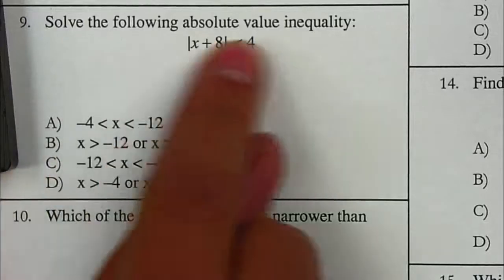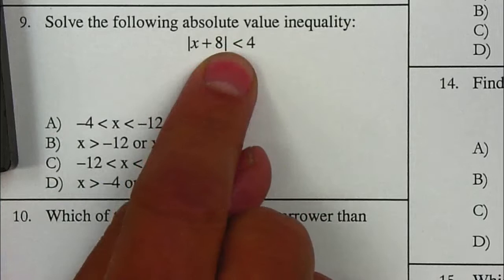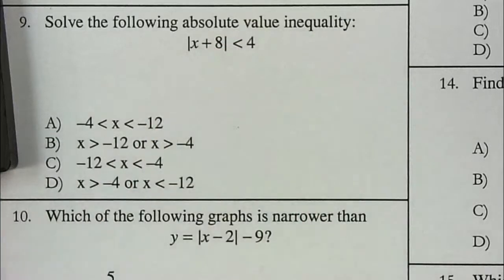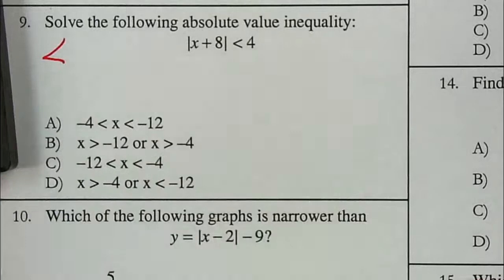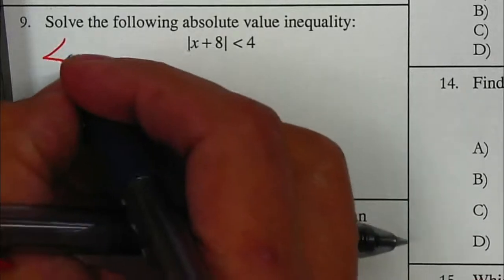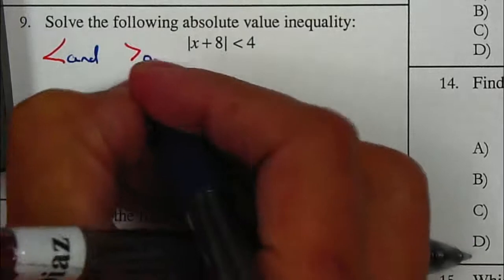Solve the following absolute value inequality. We have an absolute value and we have an inequality, and I need to solve it. Key things to remember for this problem is that whenever you have a less than, that means that it's going to be an and, and if you have a greater than, automatically it's going to be an or.